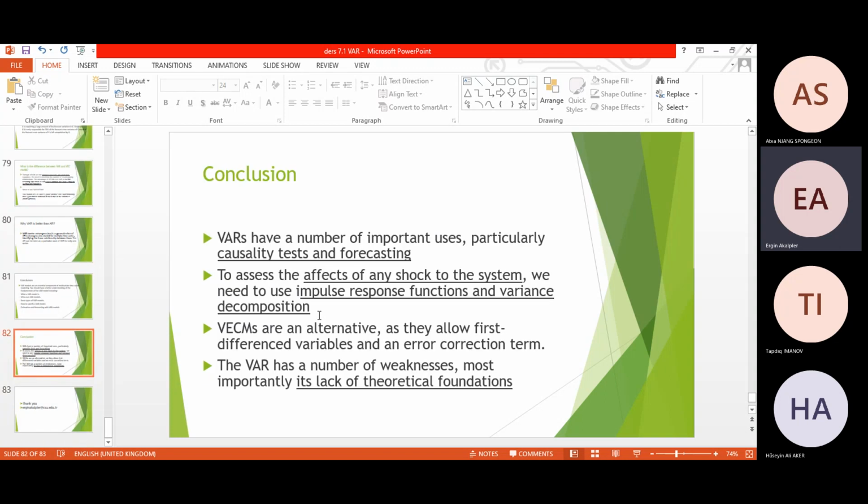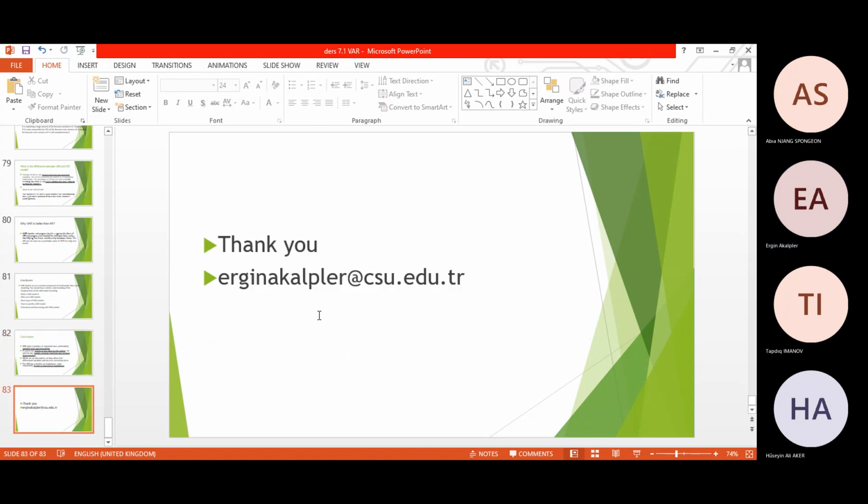VARs have a number of important uses, particularly causality tests and forecasting. To assess the effects of any shock to the system, we need to use the impulse response function and the variance decomposition. Vector error corrections are an alternative as they allow first differencing of variables and an error correction term. The VAR has a number of weaknesses, most important, its lack of theoretical foundations. This was the presentation for today.